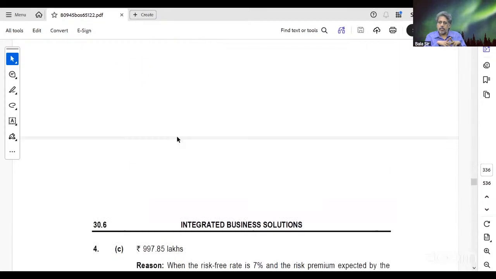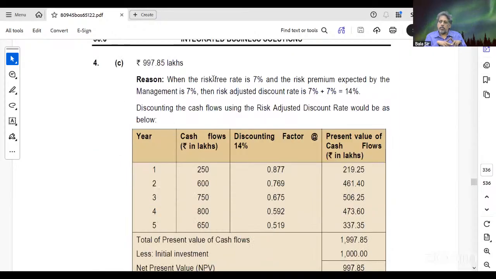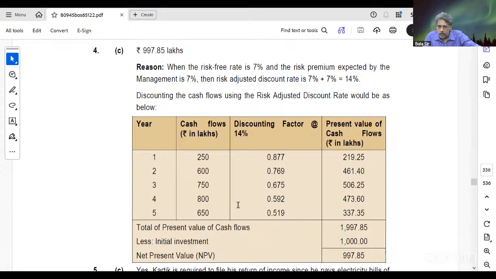Then next, the second: risk-adjusted discount rate, what you should do? 7% plus 7, 14% is the discount rate. Now I discount the cash flows using a 14% discount rate and calculate the net present value. Total of present value of cash flows 1997.85. Less initial investment 1000 lakhs. And what is the net present value? 997.85. And that is the net present value taking 7% plus 7%, 14% as the discount rate for discounting the cash flows.